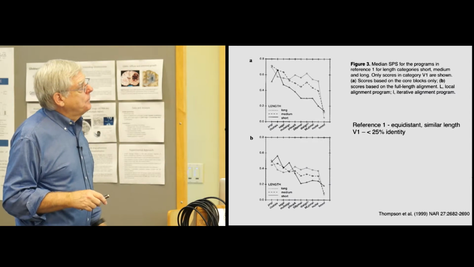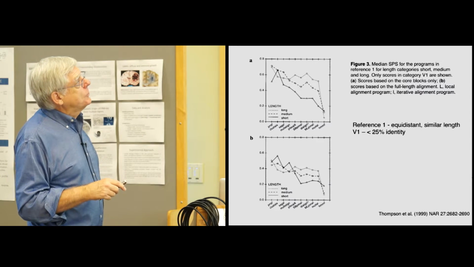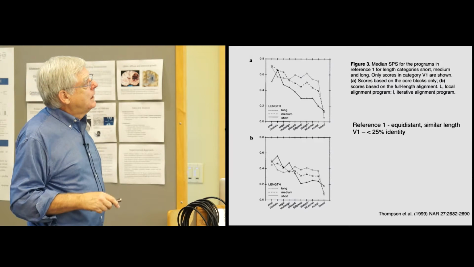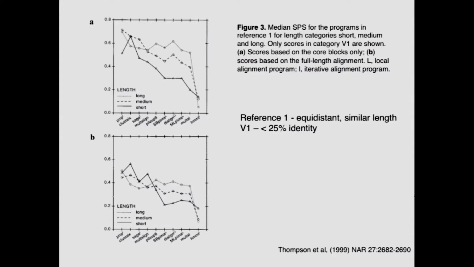So here are some more things about sum of pairs scores. In this case, we're only looking at V1. This is the hardest dataset. And again, basically what it says is that Clustal usually does pretty well, and some of the other methods do less well. But we're going to show you some more modern methods that do better than Clustal.